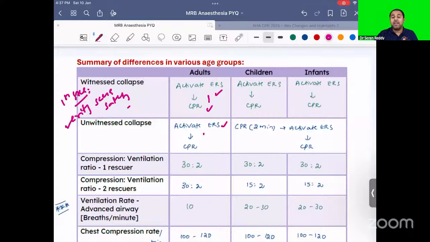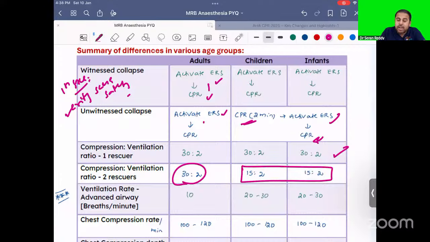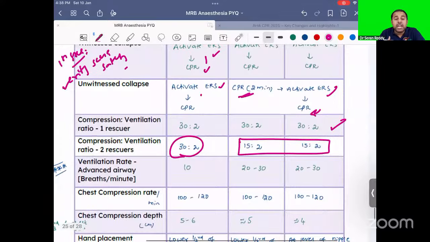But in children, because respiratory arrest is more common, you first give 1 cycle of CPR, then activate the emergency response system and then continue the CPR. This is what you remember. Then if you are only one rescuer, going alone, what is the compression ventilation ratio? If you are one rescuer, 30:2 in all adults, children, infants. But if 2 of you are there, in adults it is 30:2, but remember in children and infants it is 15:2.